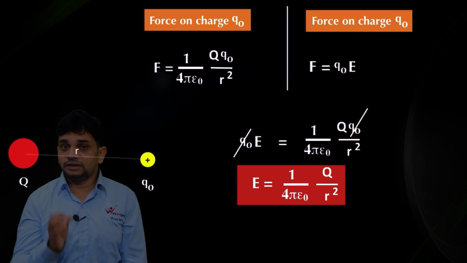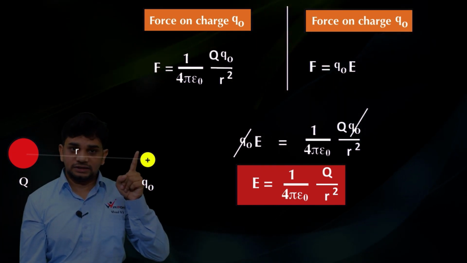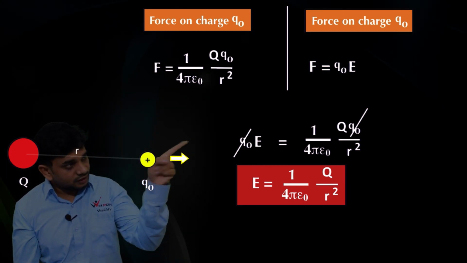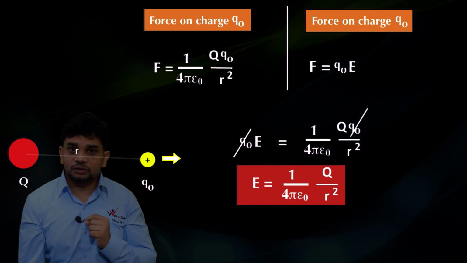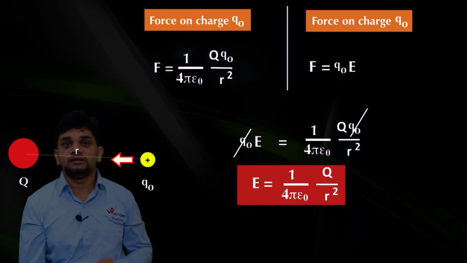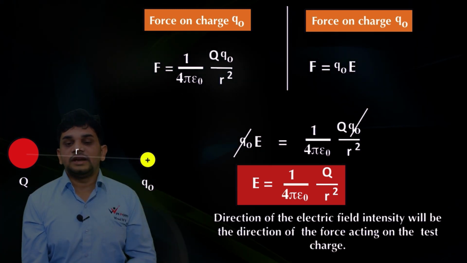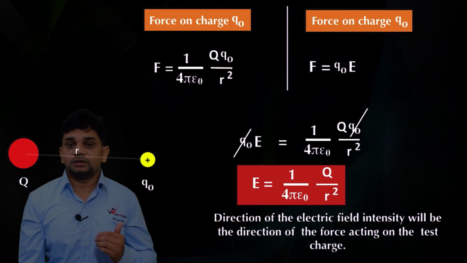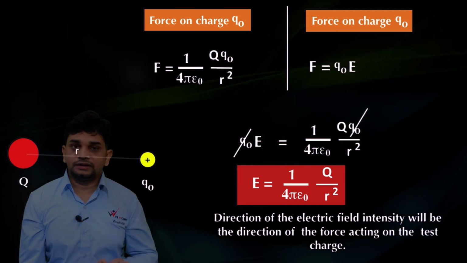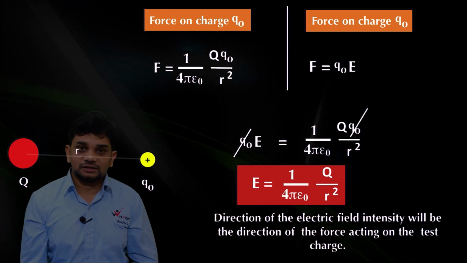When we are considering the direction, you need to consider the direction of force acting on this test charge. If the force acting on the test charge is in this direction, that will be the direction of electric field intensity. Direction of the electric field intensity will be the direction of the force acting on the test charge. So if you want to find the direction, you need to find the direction of force acting on the test charge.